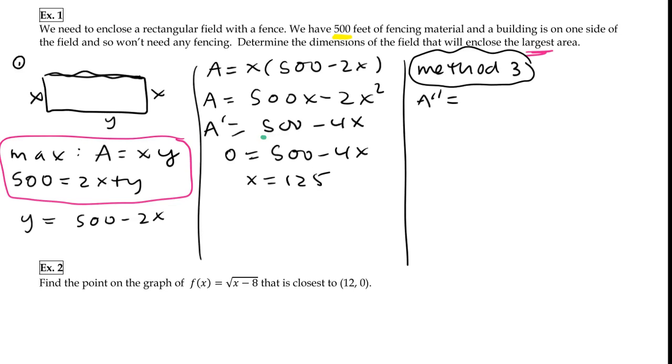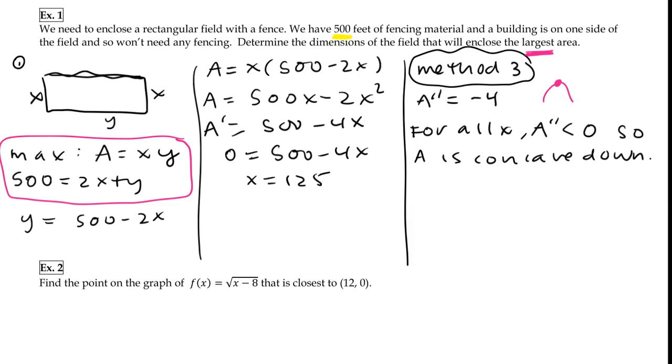If the first derivative is 500 minus 4x, the second derivative is just negative 4. What is negative 4? Second derivative is negative, concave down like a frown. We have an absolute max, and we wanted a max. So this is working out beautifully. We would say for all x. Why for all x? Because it's a constant. If the second derivative is always negative, who cares what x is? For all x, the second derivative is less than 0. So what does that mean A is? A is concave down. We just proved that this 125 here produces an absolute max because we have concave down.